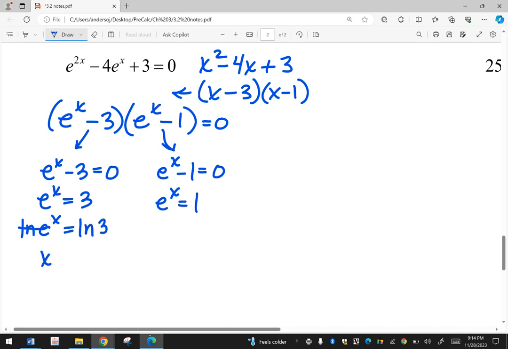This is going to cancel, and this is just simply a calculator operation. And the same thing on this one over here.